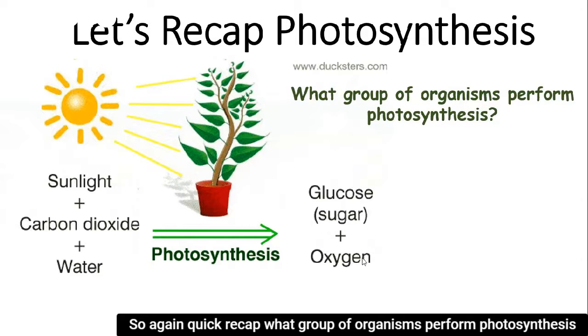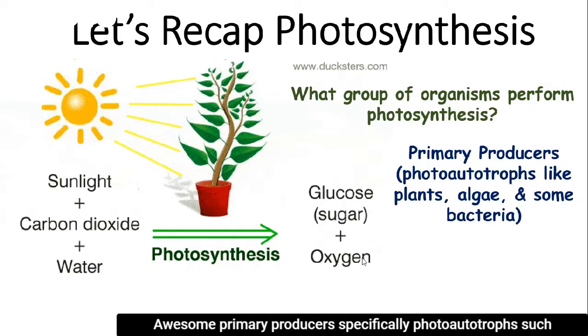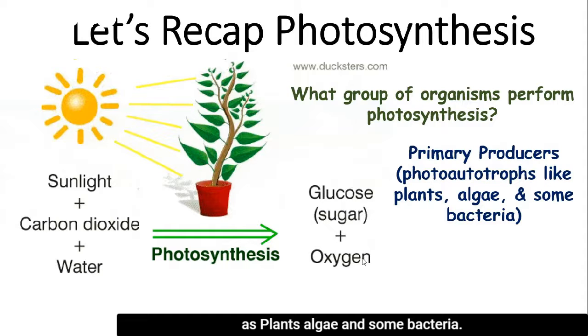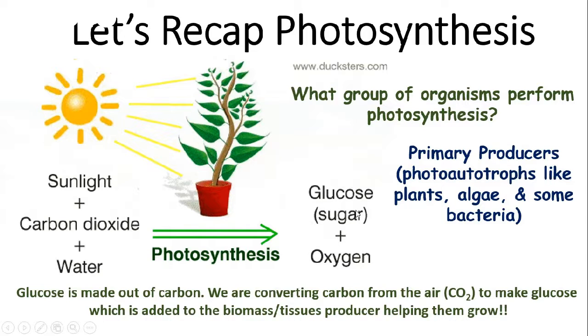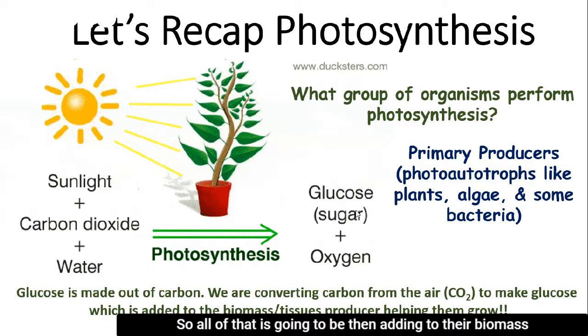So, again, quick recap. What group of organisms perform photosynthesis? Awesome. Primary producers, specifically photoautotrophs, such as plants, algae, and some bacteria. So it's kind of a crazy process because glucose is made out of carbon. Essentially, plants are converting carbon that they're getting from the atmosphere, from the air, which is in a gas form, and they're going to be using it and converting it to then make glucose, which is going to be their sugar and their food source. So all of that is going to be then adding to their biomass and tissues, helping producers grow.